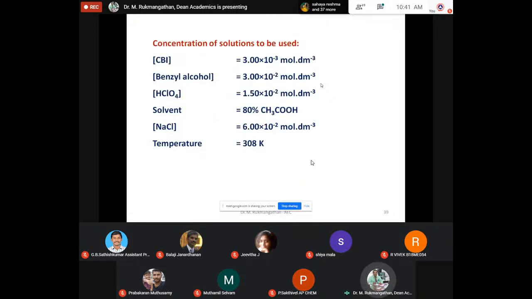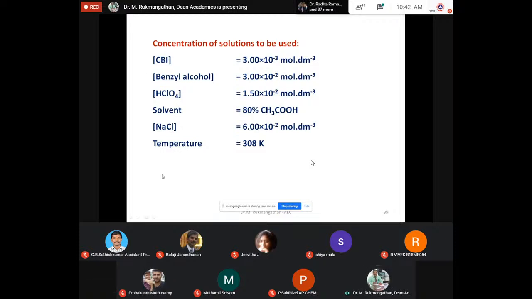For our kinetic run, we are going to employ many solutions. Actually, CBI, the oxidizing agent, simply the oxidant, is going to be used. Then benzyl alcohol, the parent compound of the substituted benzyl alcohols, has been used. After that, the 10 substituted benzyl alcohol derivatives are there, for which the kinetic runs can be carried out separately. Then perchloric acid, in order to provide the acid medium. Then the solvent mixture, 80% acetic acid and 20% water, has been used. Then sodium chloride solution, then temperature.